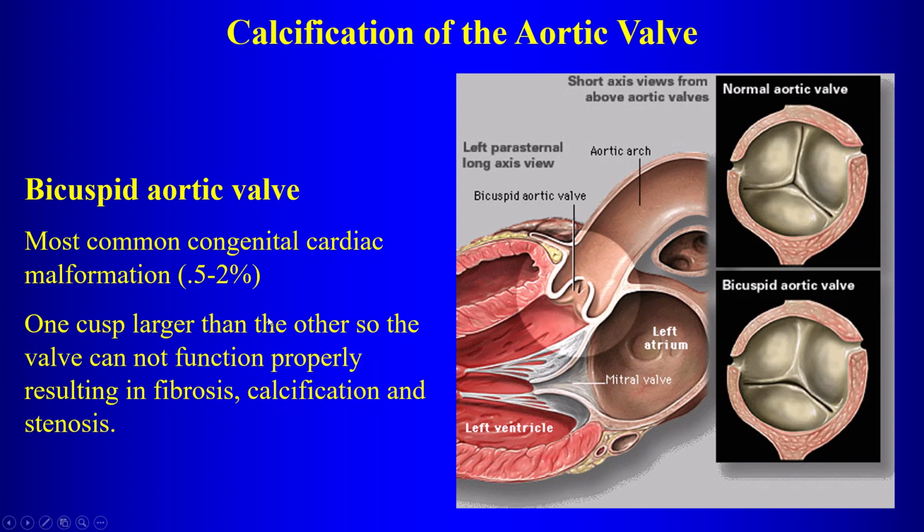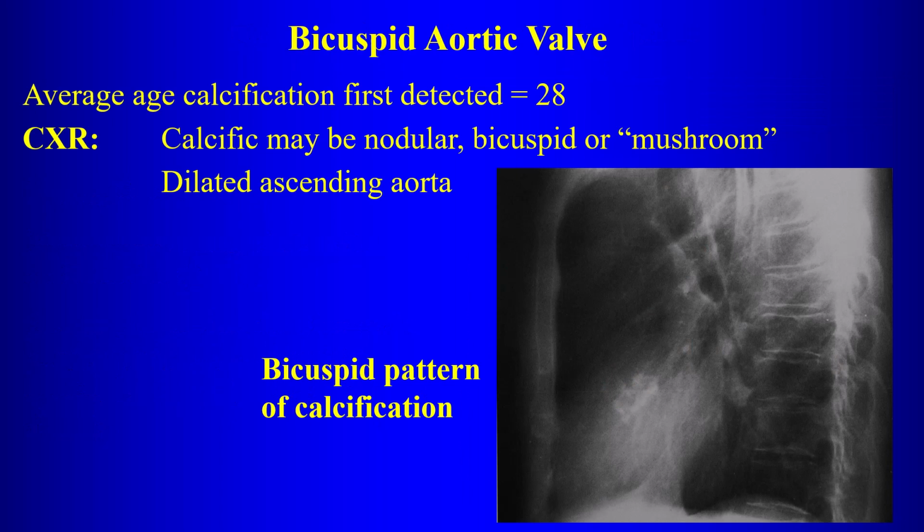Bicuspid valve is the most common congenital cardiac malformation. One cusp is larger than the other, so the valve does not function properly, resulting in fibrosis, calcification, and stenosis of the valve. So for a bicuspid valve, the average age as the calcifications are first detected is about 28. The calcifications may be nodular, bicuspid, or mushroom.